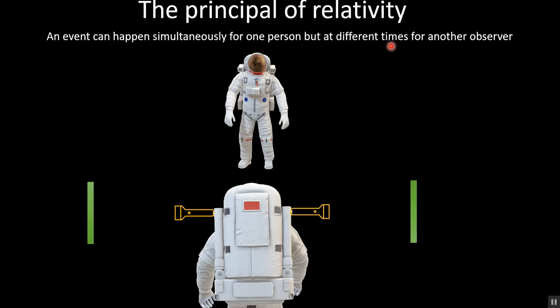Our spaceman has 2 torches on his backpack, and he has another spaceman in front of him. From the perspective of our spaceman, both light beams hit the green blocks at the same moment. So let's do that again. He turns on the torches at the same time, and both beams of light hit the green panels at the same time. And both astronauts 100% agree that's what happened. But let's put motion into the equation.